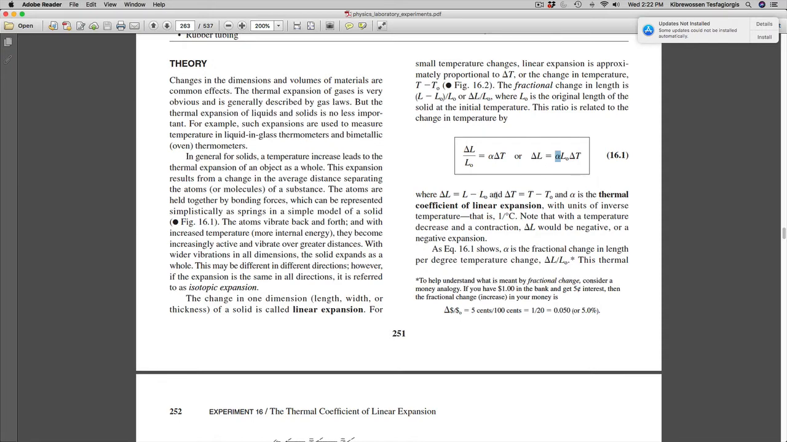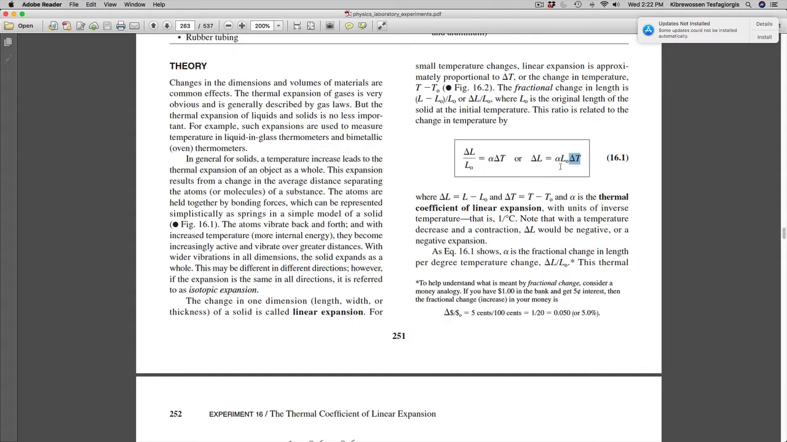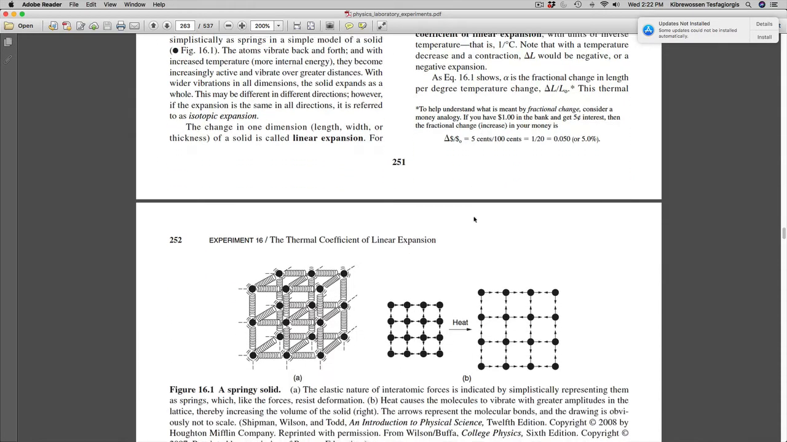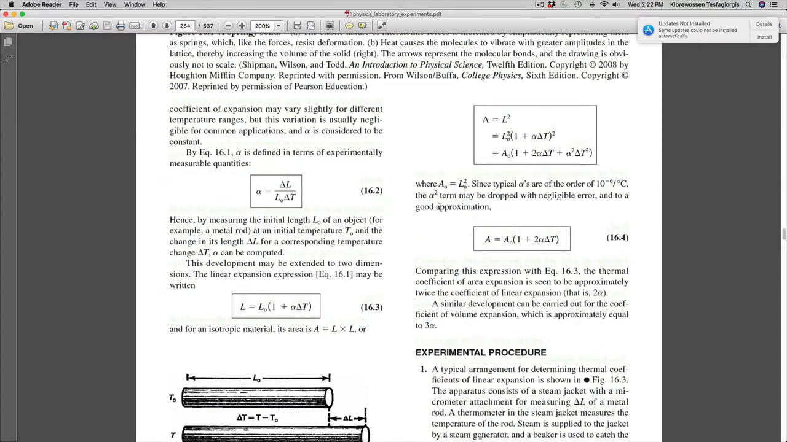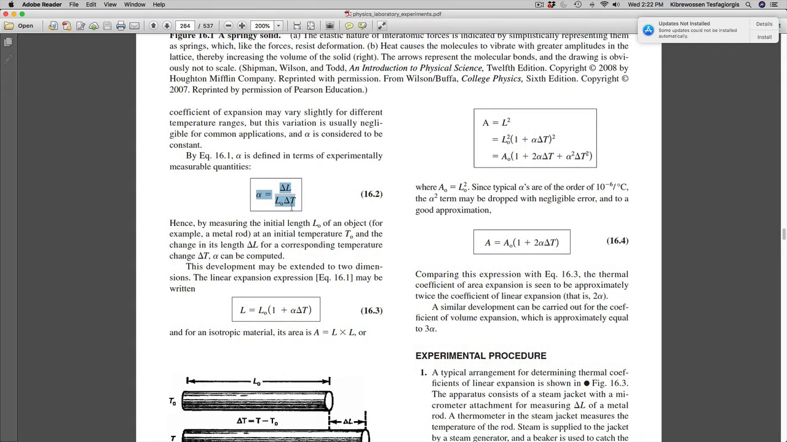So in today's experiment, what we are trying to determine is we're going to measure delta L, we're going to measure L0, and then we are going to measure the change in temperature of the metal, and using that information we are going to find alpha for the given material. That means you will be using alpha equals delta L divided by L0 multiplied by delta T to find the value of alpha.